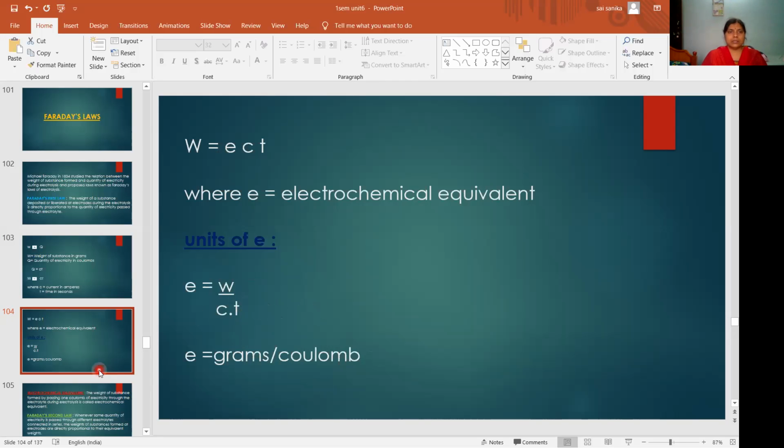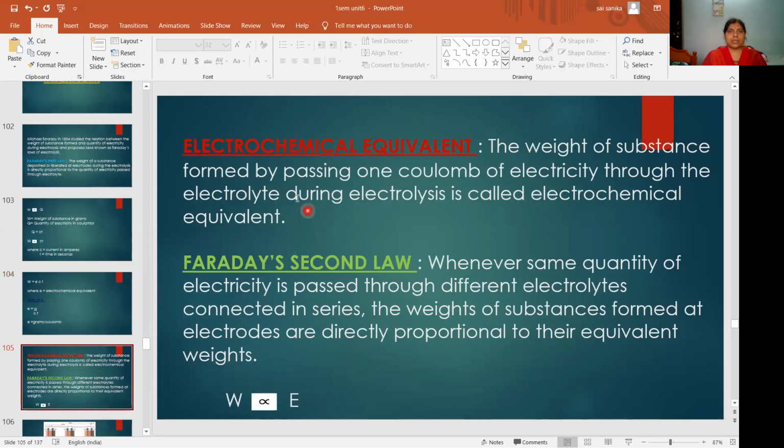Now the electrochemical equivalent: by passing 1 coulomb of electricity, whatever weight is deposited is called the electrochemical equivalent. And Faraday's second law: what is its statement? Whenever the same quantity of electricity is passed through different electrolytes connected in series, the weights of substances formed at the electrodes are directly proportional to their equivalent weights.